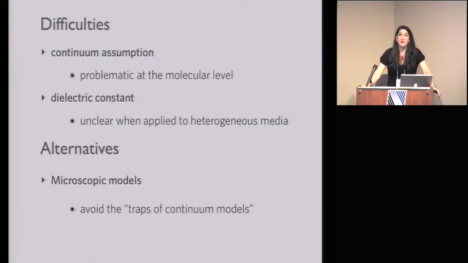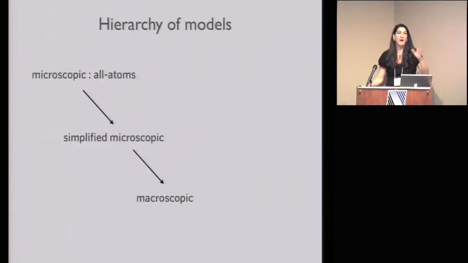Another difficulty in this representation is that we have assumed that there's a dielectric constant, that it's constant, and that's unclear when we're applying it to a heterogeneous medium, like in biology. So the alternative, of course, is to use microscopic models where we avoid the traps of these continuum approximations, but we are left with having to model at the atomic level every single interaction, with, of course, the computational difficulties that entails. So there is a hierarchy of models going from the microscopic. There are some simplified microscopic models that I won't mention.